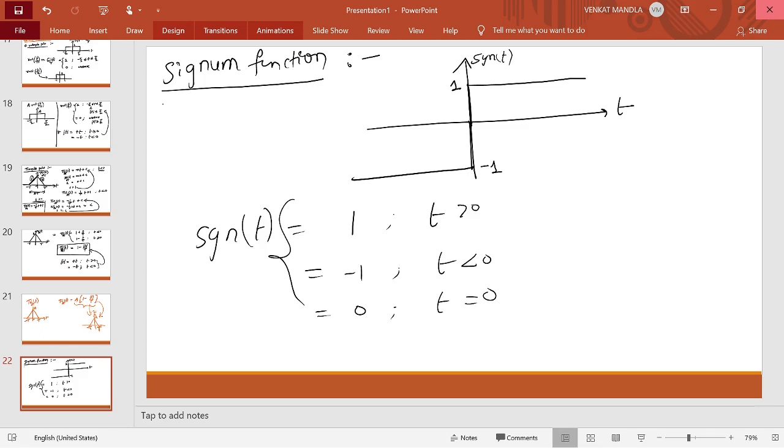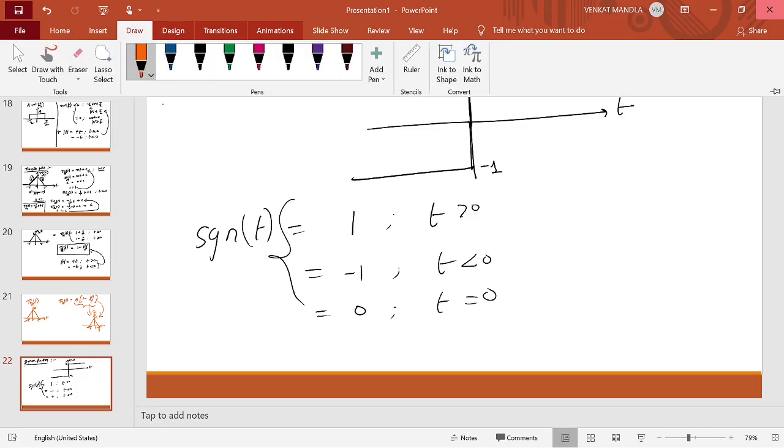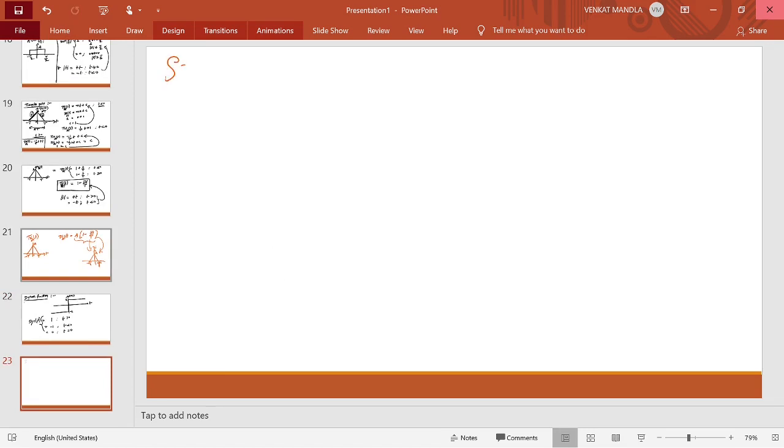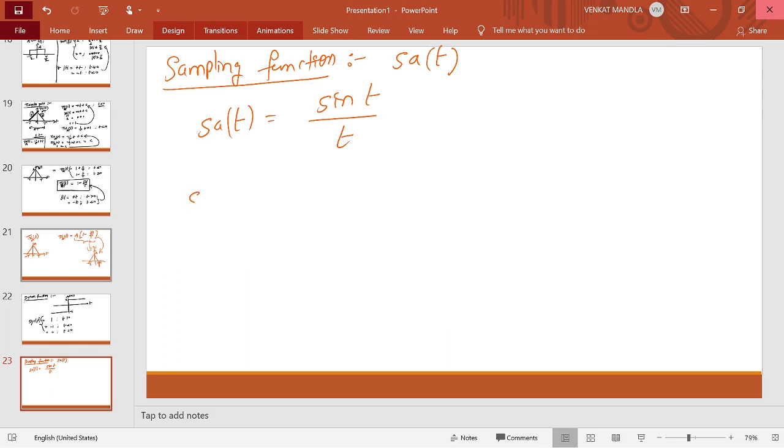And one more signal: the sampling function. We usually represent it as SA of t. So SA of t equals sin t by t, or SA of kt, for some constant k, equals sin kt by kt. Whatever value is present in the brackets should be in the denominator: sin kt by kt. You know how to represent sin t, and you know how to represent sin kt, so we have to represent SA of kt. So how do we represent it graphically?